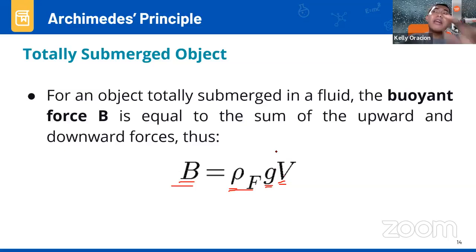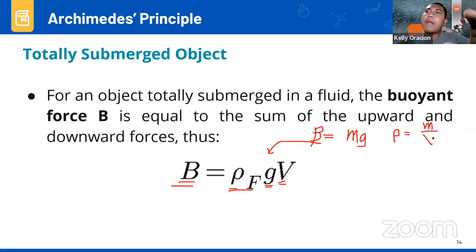So paano na siya na-derive? Class, the buoyant force is equal to the weight of an object. Sir, how come naging ganito yung formula? Now, let me explain. The density is equal to mass over volume. If you are going to manipulate the formula of density, given that the mass is missing, mass is density times volume. Kaya nga, substitute the m here, naging ganito ang formula: the density of the fluid times the acceleration due to gravity times the volume.